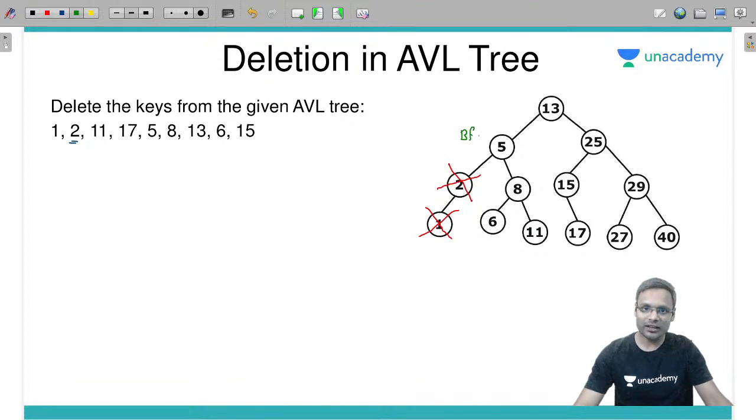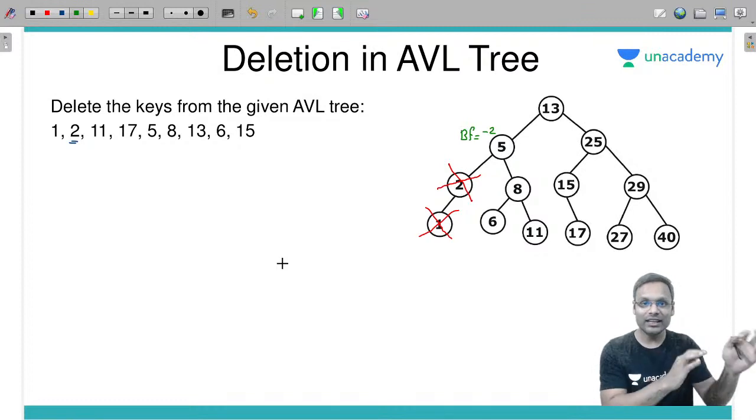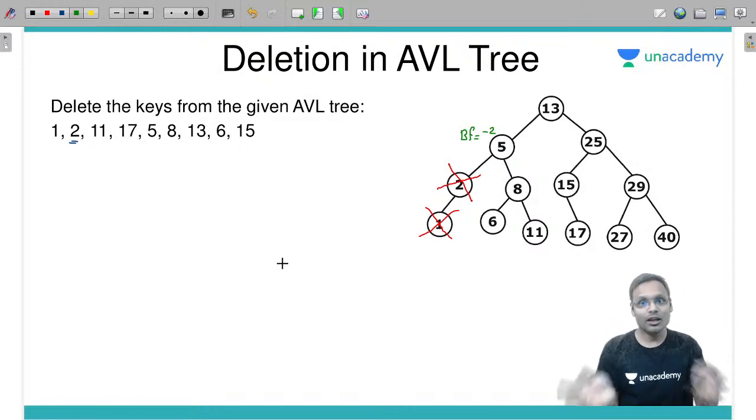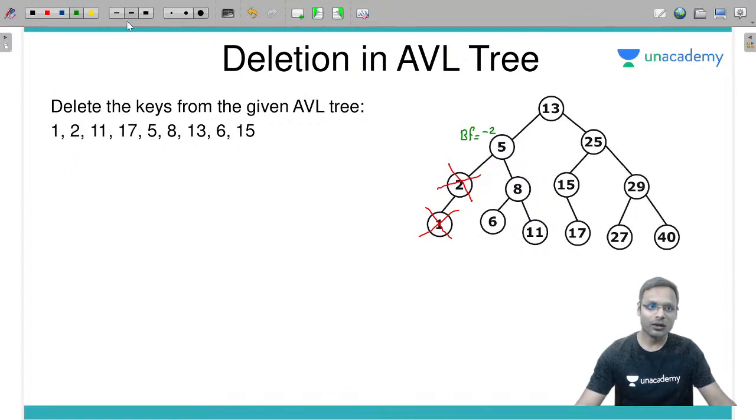What is the balance factor at 5? 0 minus 1, 2 minus 2. Do we have imbalance at 5? Yes. Now check out which case. First we will see which side the deletion was done, left or right. Which side of 5 have you deleted the node? 2 got deleted in the left subtree of 5. Right? So after deletion of 2, what kind of case will we have? Of course, deletion of 2 will lead us to the case L, left side deletion.